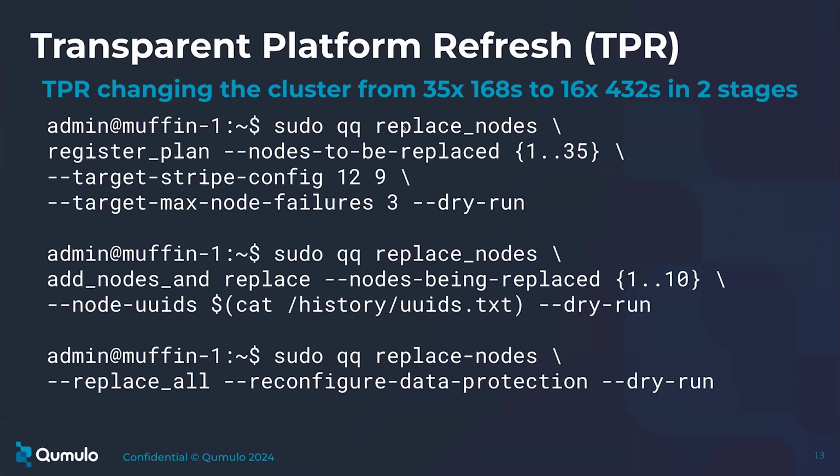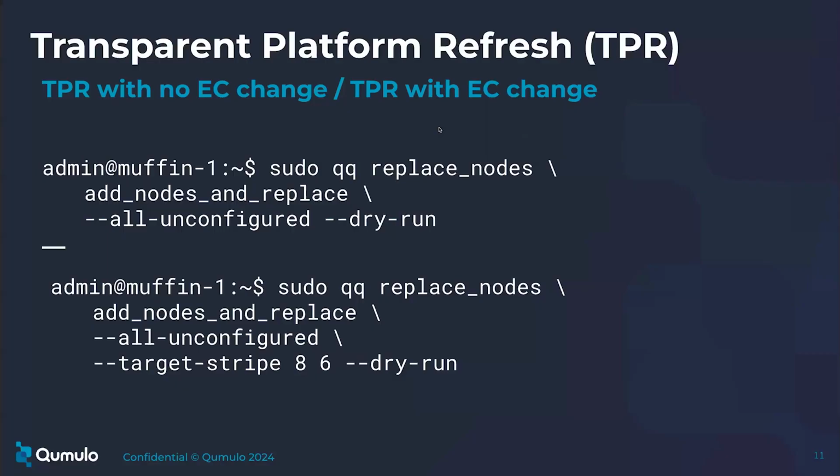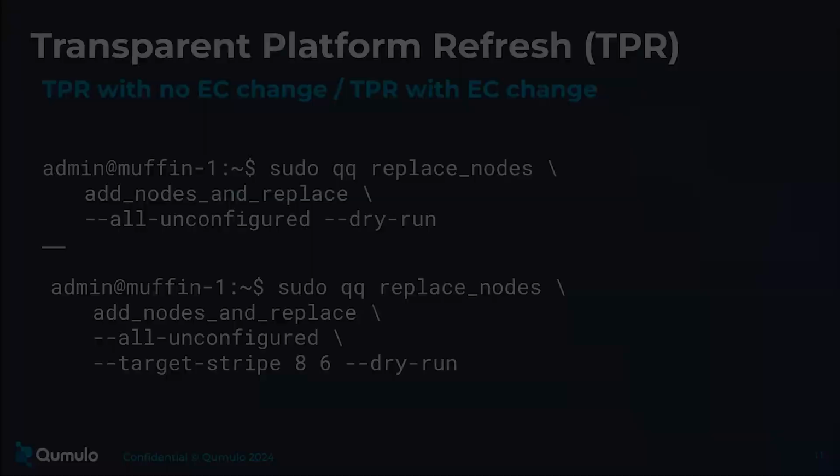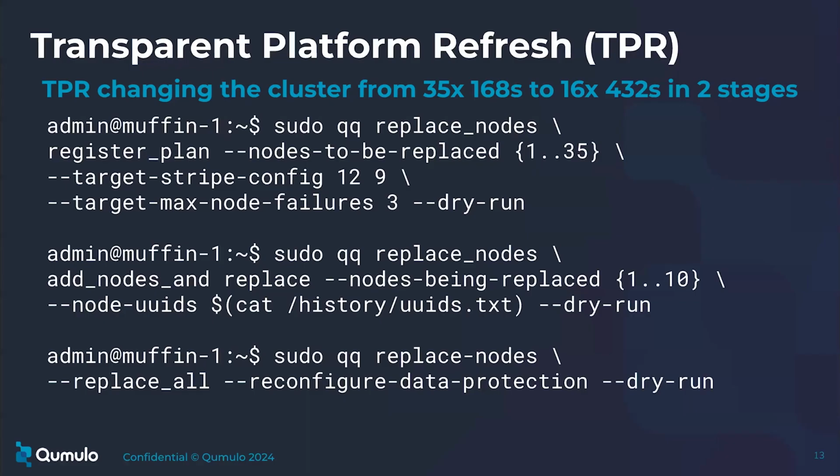So first off, we're running this replace nodes command. Again, nothing different there. Replace nodes. But instead of the add nodes and replace, I'm going to do a register plan. And with that register plan, I'm going to tell it which nodes I want to replace. I want to replace, in this case, 1 through 35. We're going to give it a target stripe and a max node failure. Cool. All that stuff is good. Dry run that bad boy.